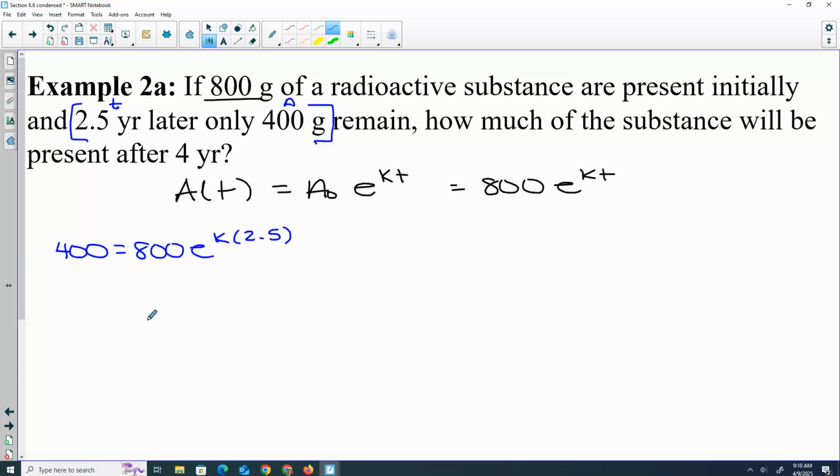Can we solve this equation for k? Tell me what to do first. How would I solve for, I said t, but I meant k. What would we do to get k by itself? Divide by the 800. Then we have k times 2.5.